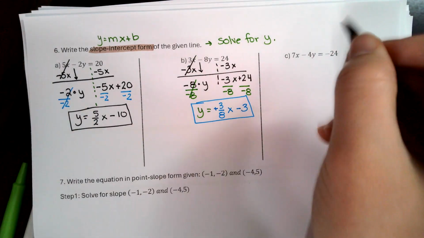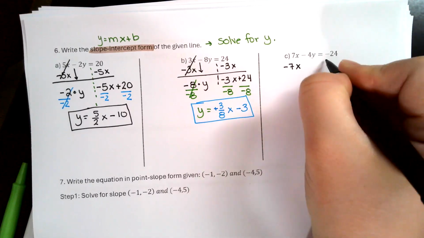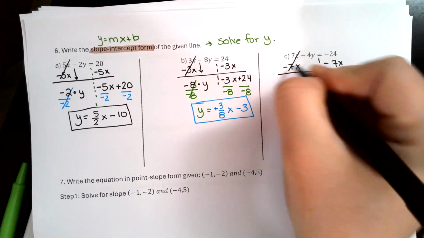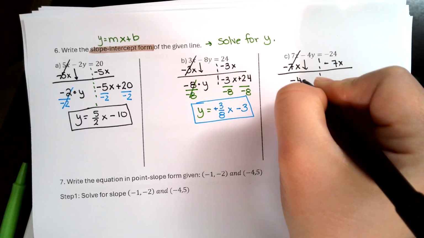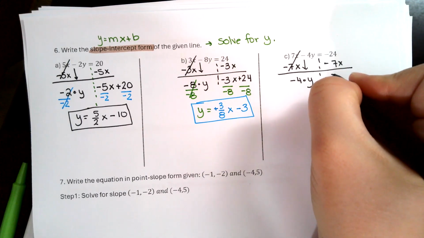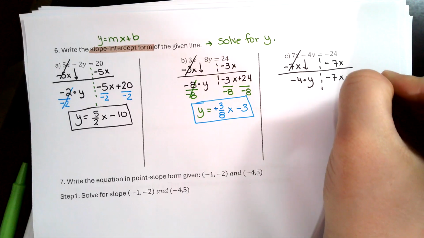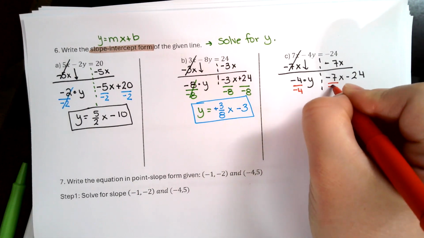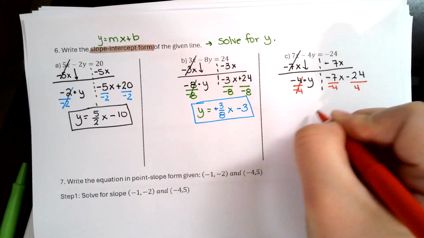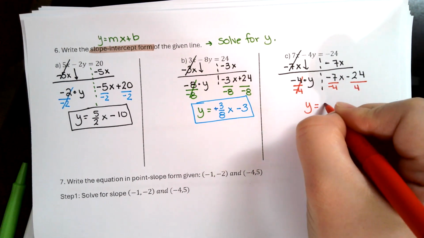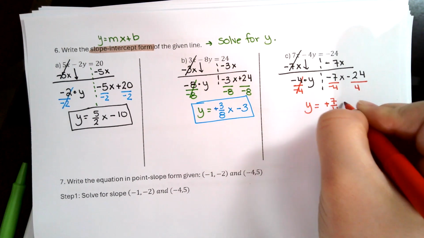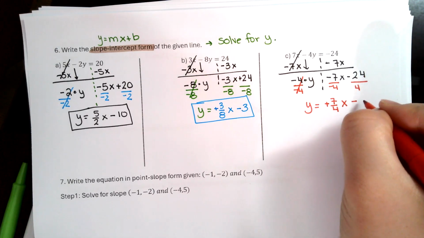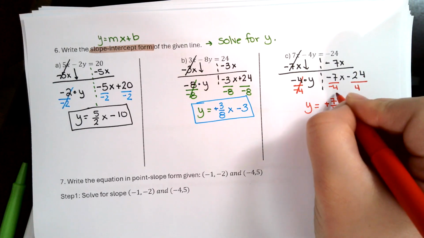Let's do that one more time. Minus 7x, dotted line for balance, minus 7x. Bring down the -4 times y. Here, bring down -7x minus 24. Divide every single thing by a -4. We have y is equal to same or different, same, so positive 7/4. X minus and a positive, so this is negative. 24 divided by 4 is 6.